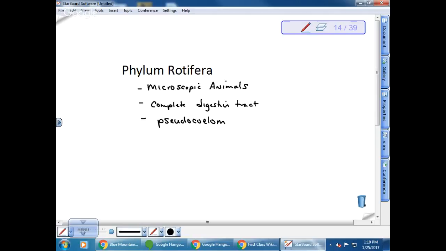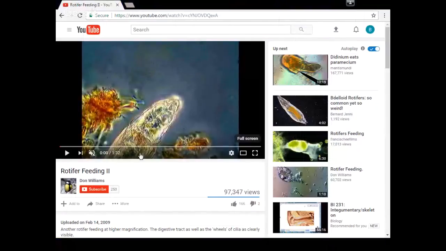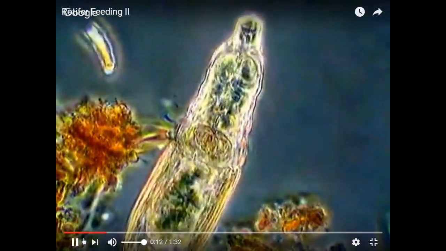And so I have a video of a rotiferan. I haven't listened to this one. I've watched it, but let's see. I'm not sure it has sound. Okay, so this is the rotifer. And so it's feeding, but it hasn't got its wheel-like structure out yet. So you'll notice what happens here. There it is, right? So it's got this wheel organ, and it filters the water for food, and then you can see the digestive system. Okay, yeah, so that's a rotifer. So they are a little bit more complex in terms of their structure than the flatworms, even though they are microscopic.